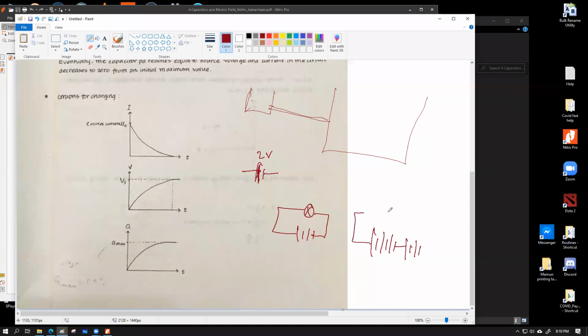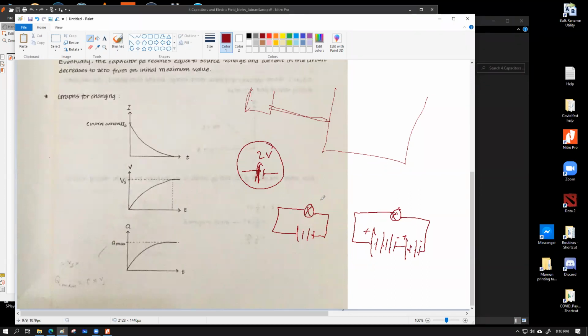how much would be the total voltage available to this bulb? 2 volts? No, have a good look. I did not reverse the polarity. The polarities are exactly the same: plus, minus, plus, minus. Each of the cells has 2 volts. How many cells do you have? 1, 2, 3, 4, 5. So that's 10 volts.